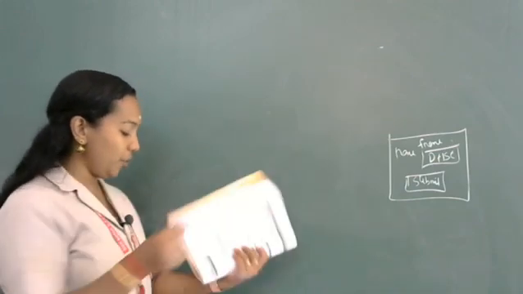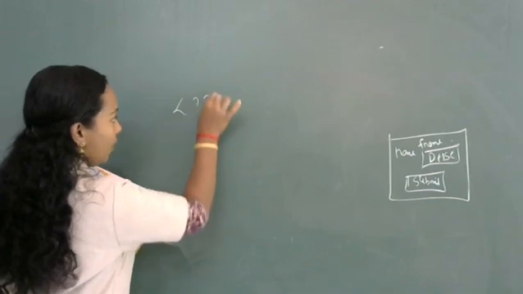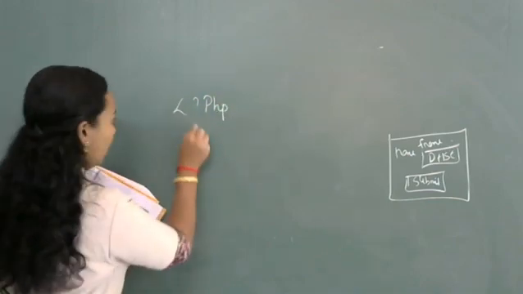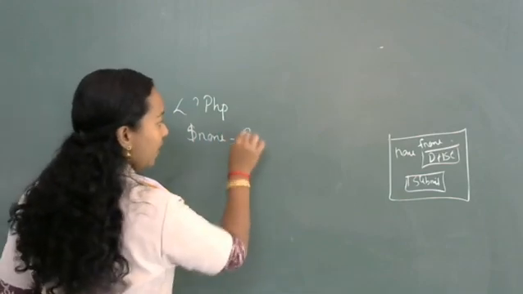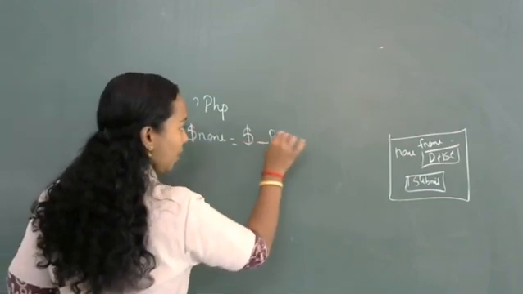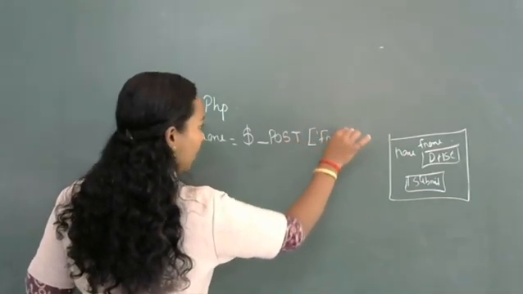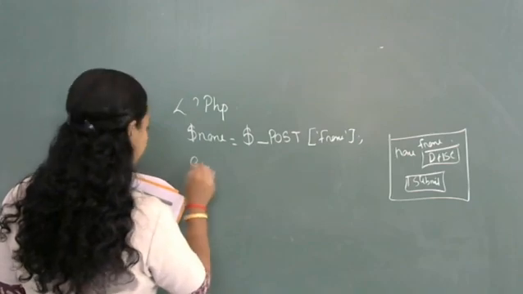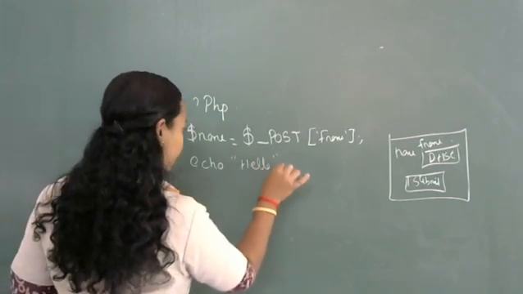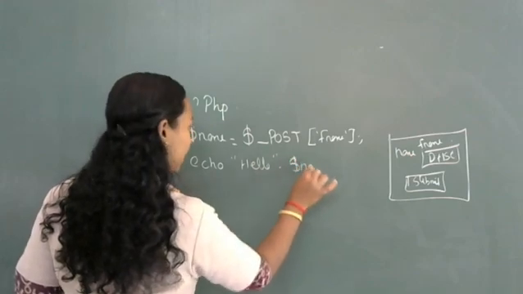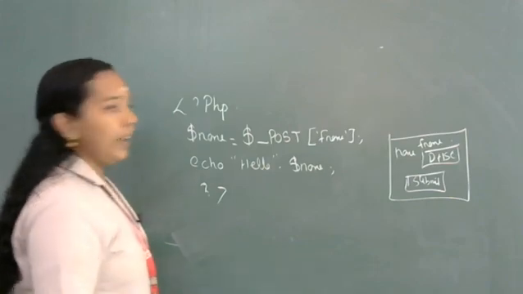So I am going to use the $_POST method. We can write it like this: $name is equal to, instead of $_REQUEST, here I am going to write $_POST['fname']; echo "hello" . $name. Then again we will get hello DHSE.